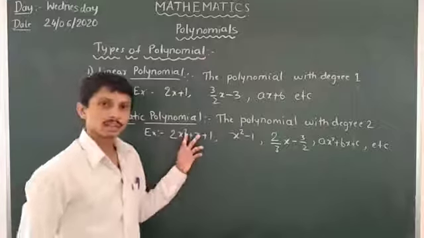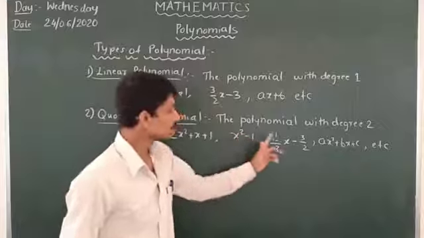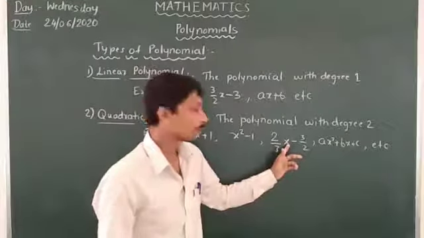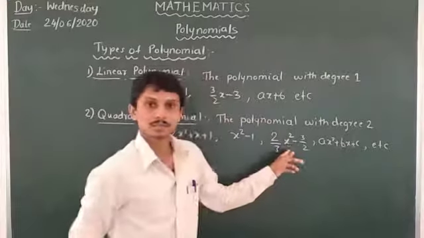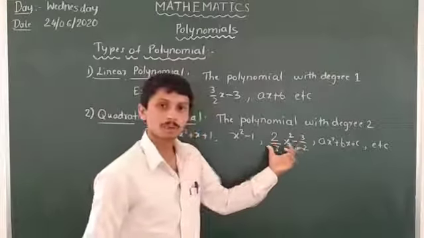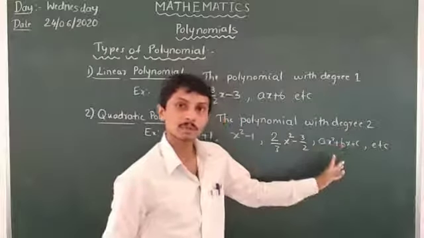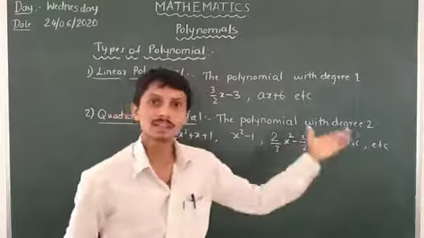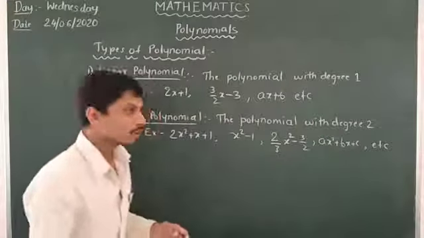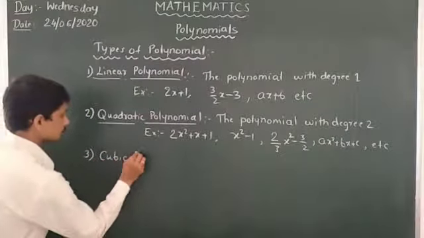Here the highest power of the polynomial is 2, here also the highest power is 2, and here the highest power is only 1. So when we add power 2, it means it's a polynomial with degree 2, that is quadratic polynomial. Here also the degree of the polynomial is 2, that means these are the quadratic polynomials. Let us move on to the next type, that is cubic polynomial.